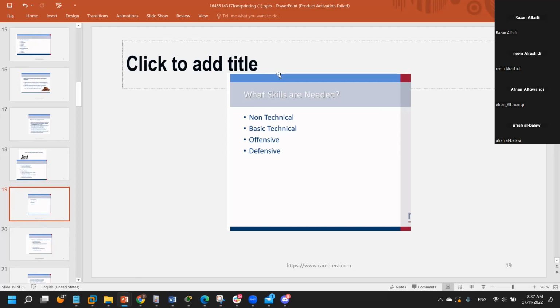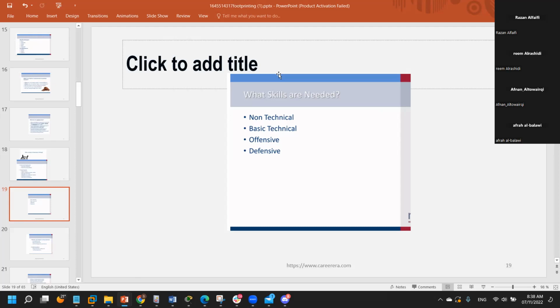And at the same time, there are technical skills. The technical skills are basically divided into two areas. Some of them are offensive, so you are really attacking the system. So you have to have the mentality and the skill sets of a hacker, so you really can find vulnerabilities and exploit them. So this is the offensive side.